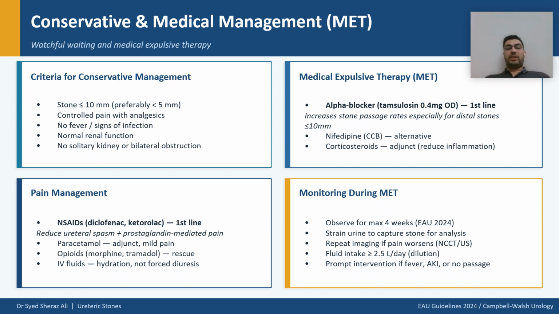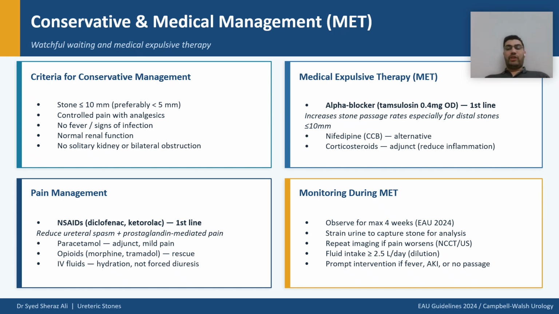They not only provide superior analgesia compared to opioids in many studies, but also reduce uterus spasm and prostaglandin-mediated inflammation. Paracetamol is useful as an adjunct, and opioids are reserved for rescue analgesia. Regarding IV fluid, adequate hydration is important, but forced diuresis is not recommended as it increases intra-ureteric pressure without improving stone passage.